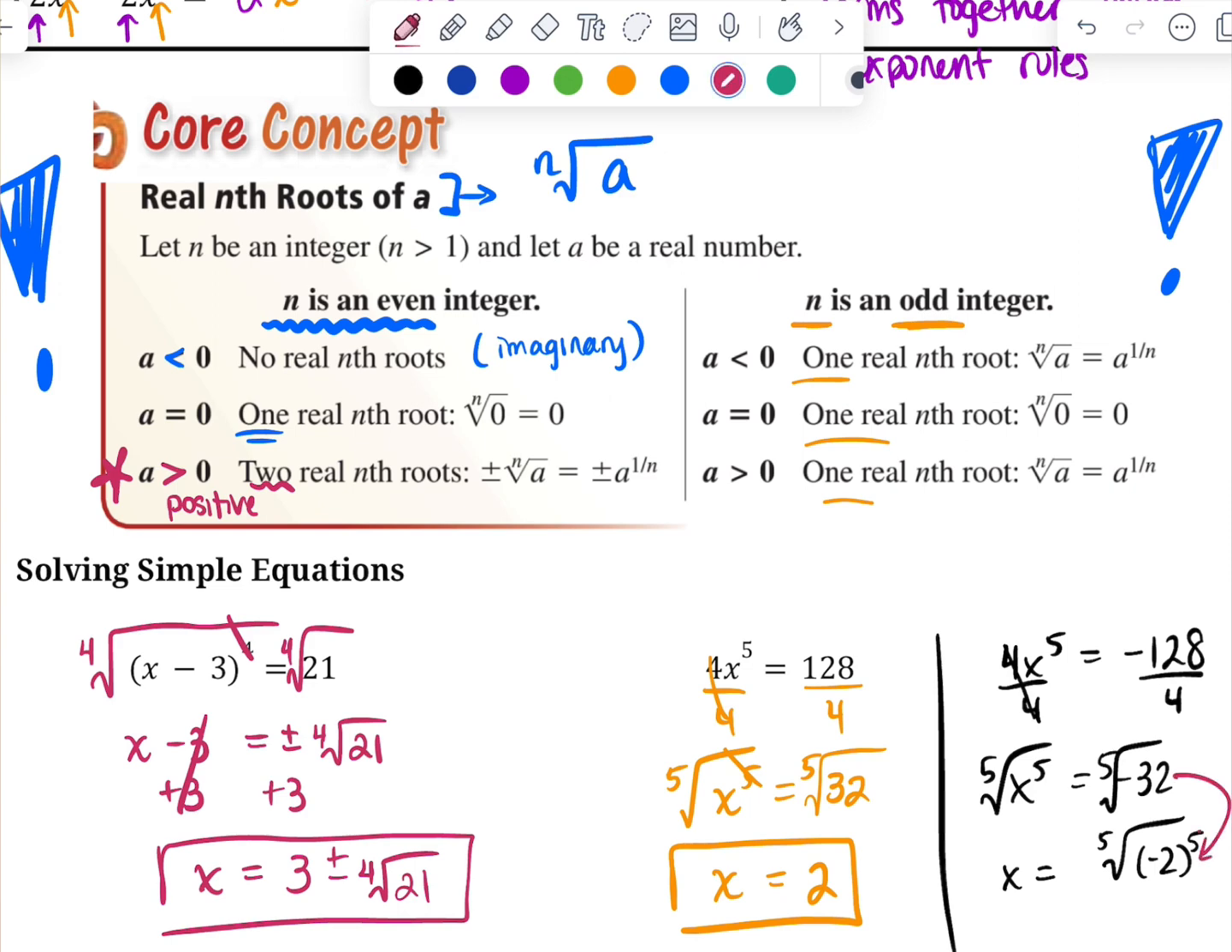And if you look, the 5th power and the 5th root, they undo one another. And so that's how we would end up with a negative answer. Okay, so it is okay to get a negative answer, a negative number under the root, as long as that root is odd. Okay, so that's the key thing, that the odd root has a slightly different answer.